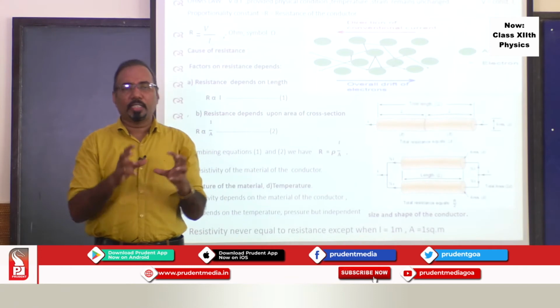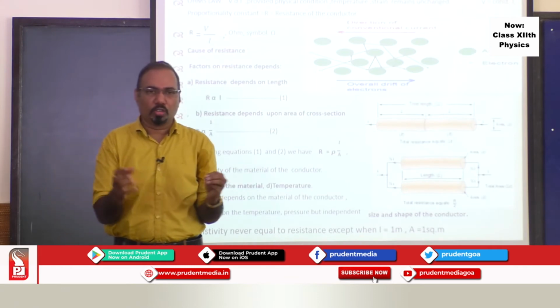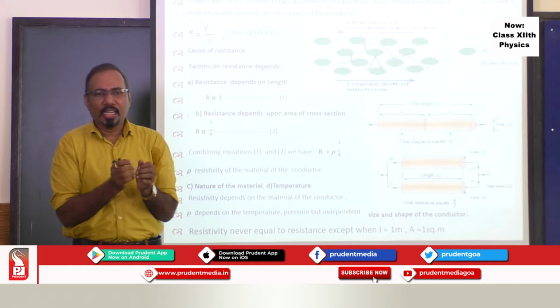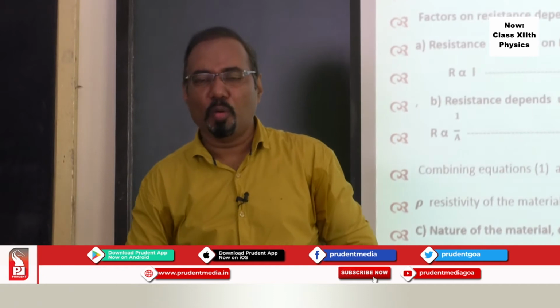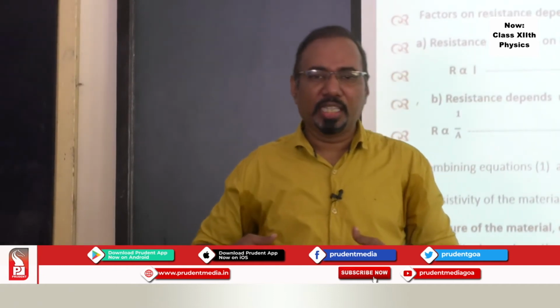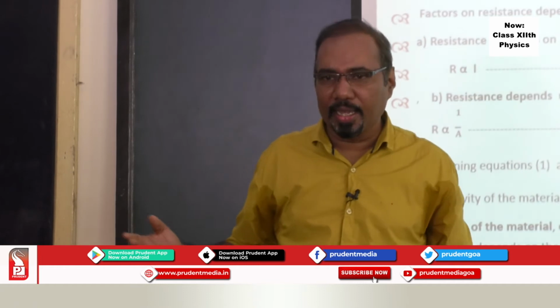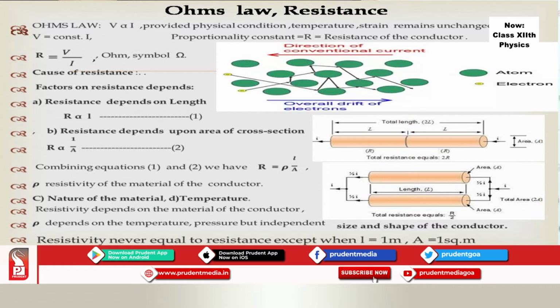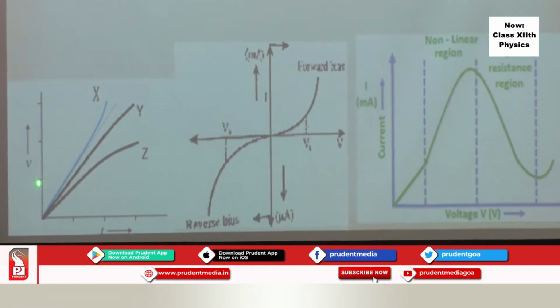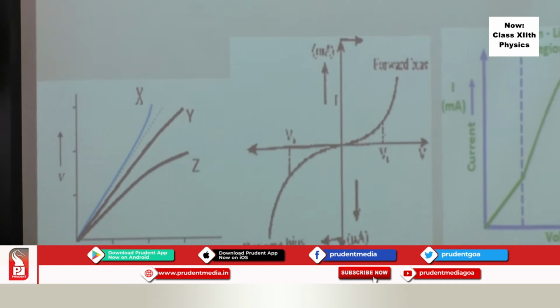Different materials have different resistivity. Resistivity of metals, more or less, is 10 raised to minus 8 ohm meter. Resistivity of insulators is very high. Semiconductors have somewhat lower resistivity. So resistivity of materials like metal is very, very low. Now, if you plot a graph of voltage versus current, you get a straight line, and we say that Ohm's law is verified.